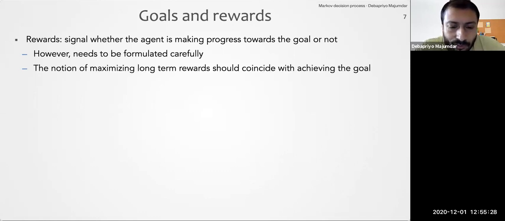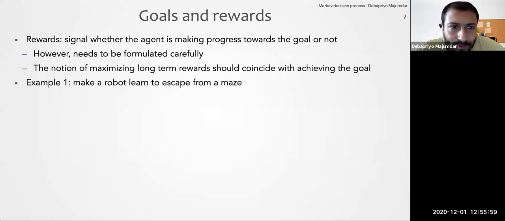Now, we said when we talked about greedy and not so greedy methods that the whole idea is not to maximize the reward immediately, or rather not always to maximize the reward immediately, but in the long run you should get more rewards. Total reward should be more. So the notion of maximizing long term reward should coincide with achieving the goal, right?